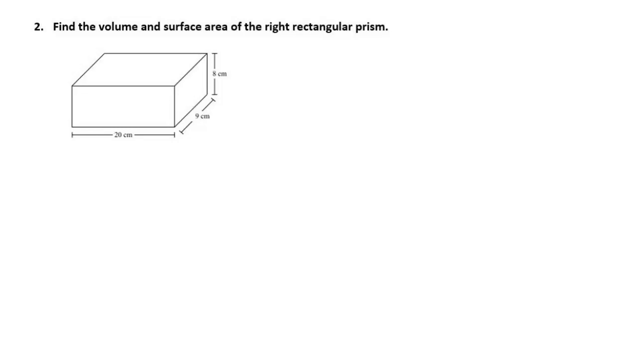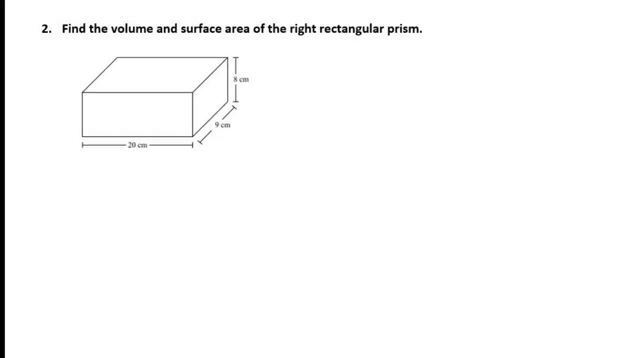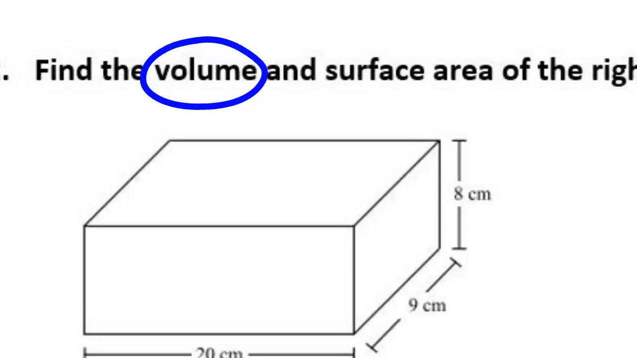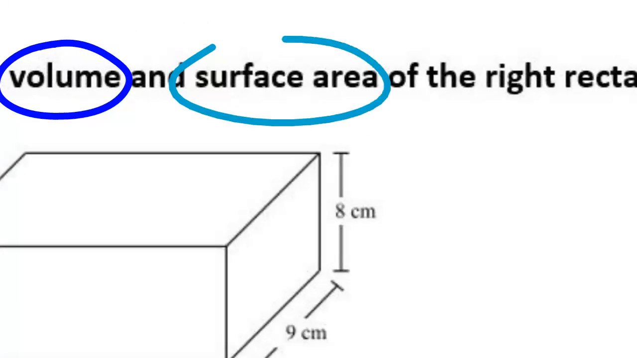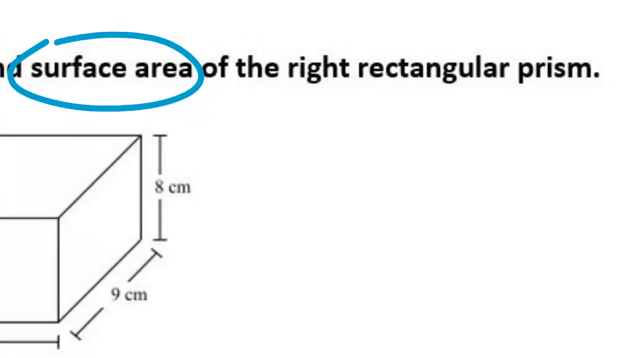So the first thing we're going to do on page 10 in your notes is find the volume and the surface area of this right rectangular prism. When we've been given the name of the prism, it tells us the shape of the base. Again, we're on page 10.